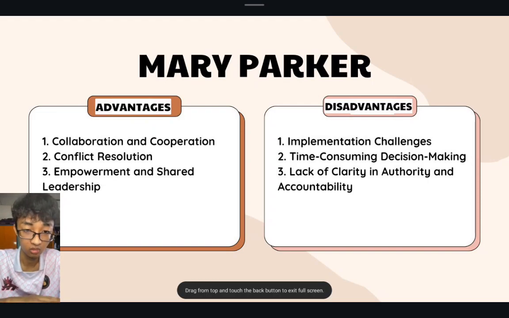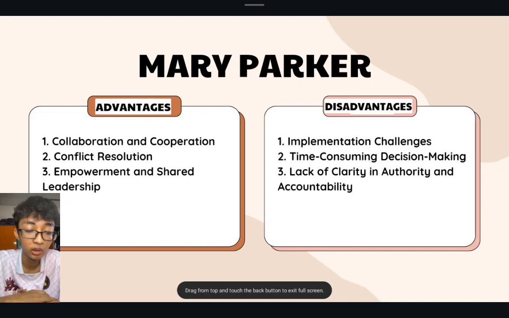While Mary Baker Follett's approach to management offers several advantages, it also has some potential disadvantages. First is implementation challenges. Implementing Follett's approach requires a shift in mindset and a significant culture change within organization. It may be challenging to transition from traditional hierarchical structures and power dynamics to more collaborative and inclusive management style.